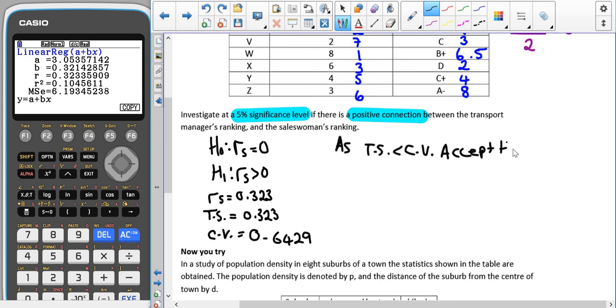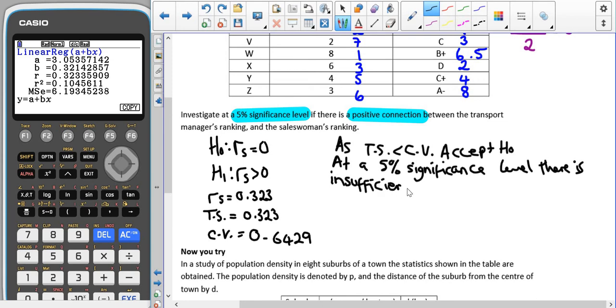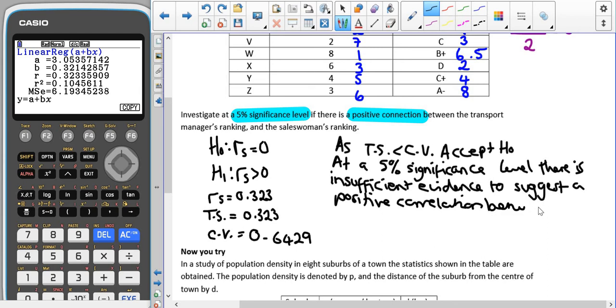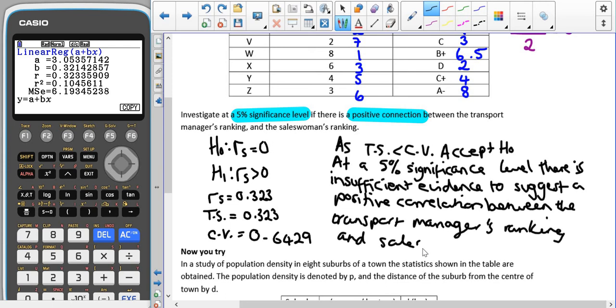This time we don't have a strong enough correlation to say that we found something. At a 5% significance level, there is insufficient evidence to suggest a positive correlation between the transport manager's ranking and saleswoman's ranking.